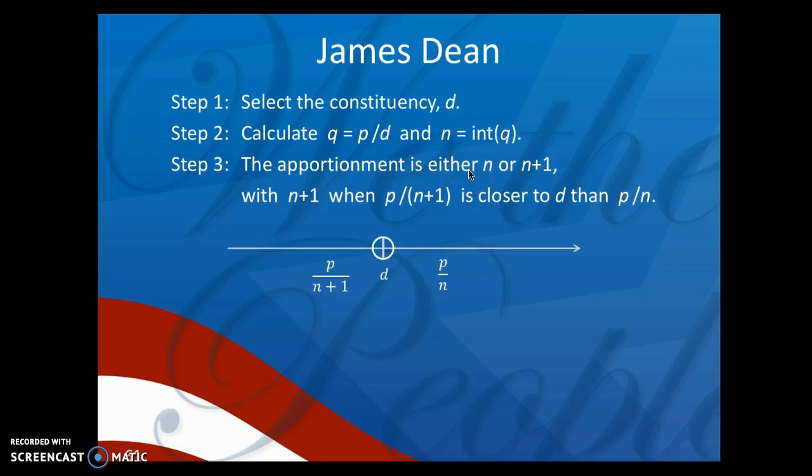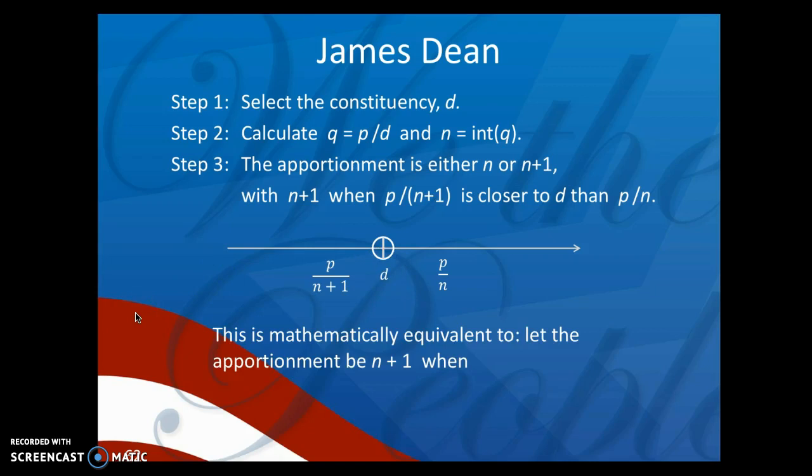So Dean said the constituency should be the target. There's a target right here. And we're going to look at the population divided by n, and the population divided by n plus 1. Right? This is going to be smaller. So population divided by 5, population divided by 6. Which one of these two is closer to the goal of, let's say, 50,000 in the last example?